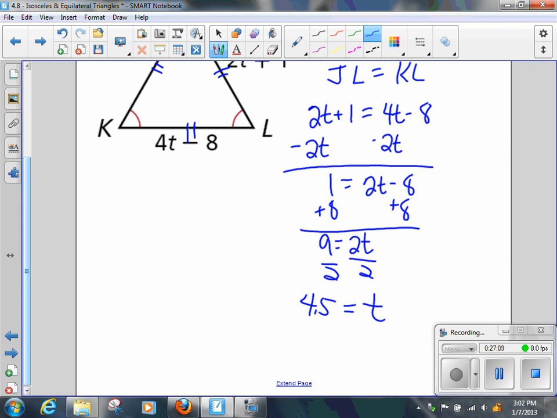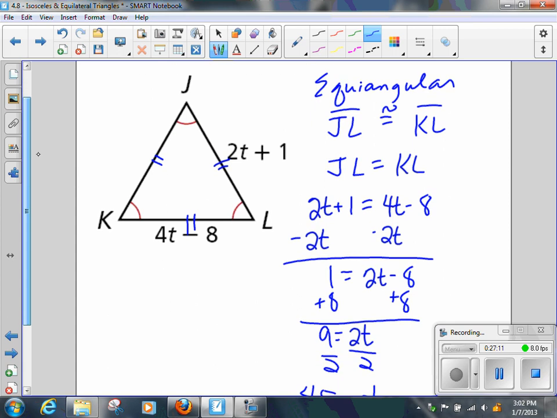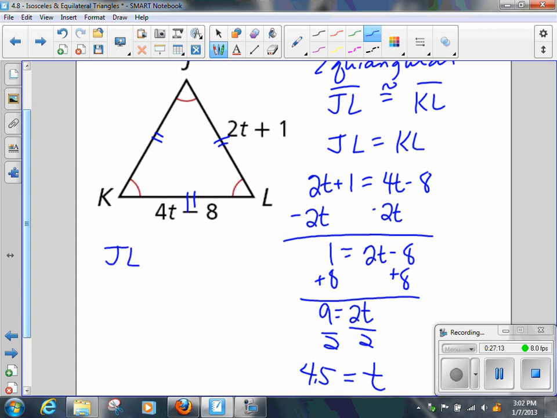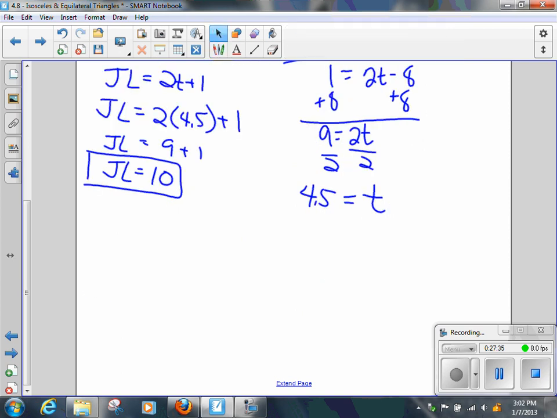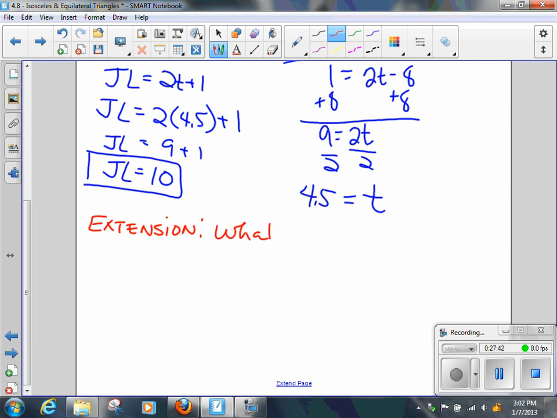Why not? I got to find JL. JL is 2t plus 1, which is 2 times 4.5. What's 2 times 4.5? Plus 1. Ooh, here's a good question. How many of you had 10? Raise your hand. Excellent. All right. Extension to this problem. Extension. Write this down.